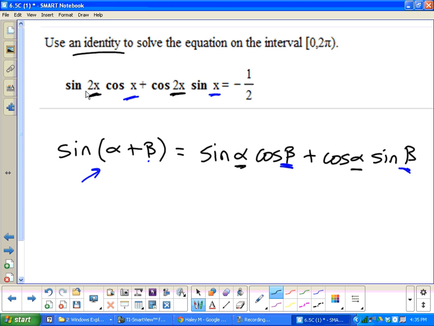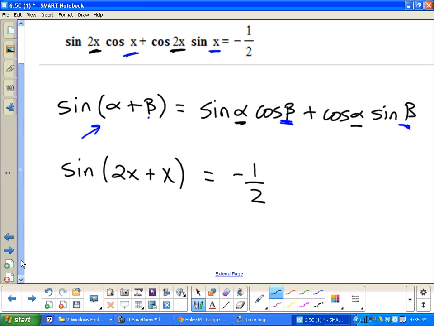So now I could write this as the sine of 2x plus x equals negative 1/2. Okay, and now I can see that sine of 2x plus x would just be sine of 3x. So it's kind of like using the identity backwards from what we're used to.